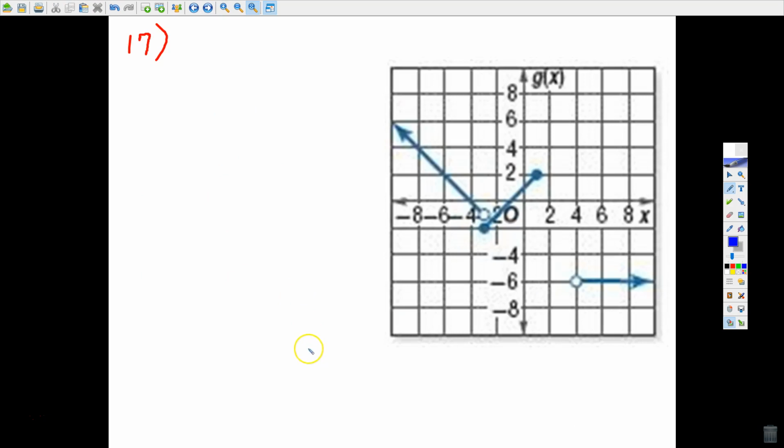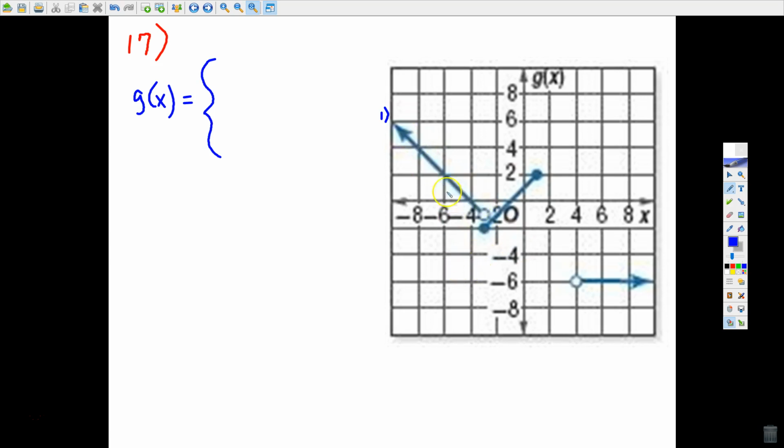Okay, so here we are at number 17. We're back to taking a graph and seeing if we can come up with the equations that represent the pieces. So our piecewise defined function will be g of x, because that's the way the y-axis is labeled. And now we're going to have three equations. Okay, and we'll just start over here with number 1, this one that's pointed toward -infinity, has an end point here with this open circle.